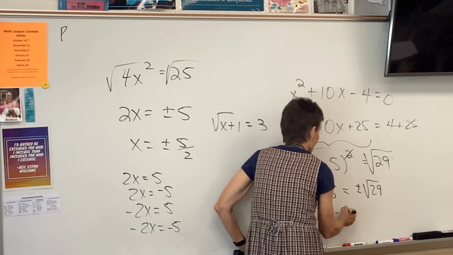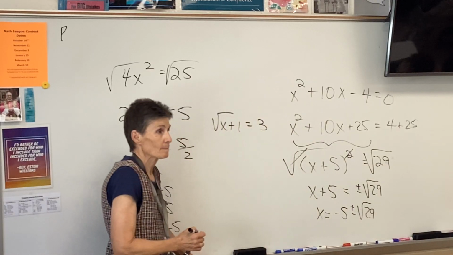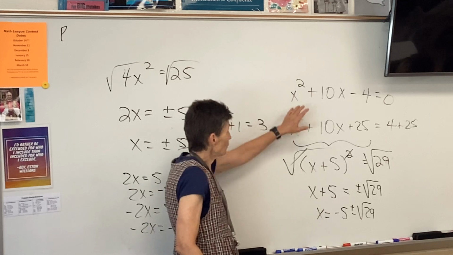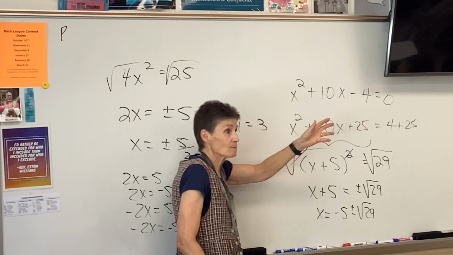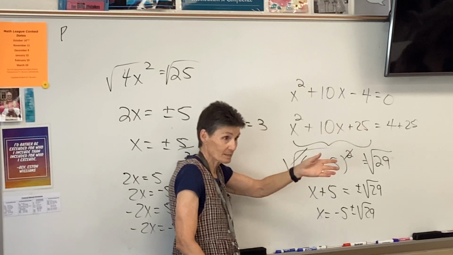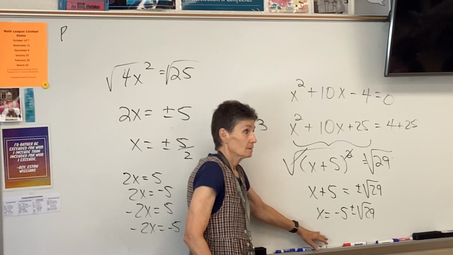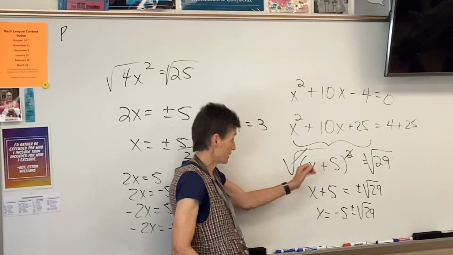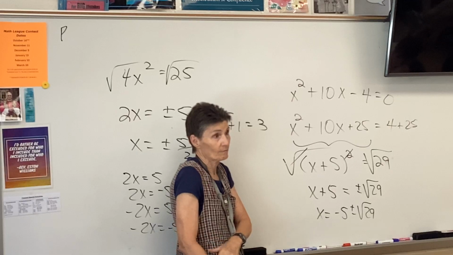So x is negative 5 plus or minus root 29. These are called the exact answers. If you were to graph this on your calculator, you would get weirdo decimals, right? Those would not be exact. They would be approximations. These are the exact answers. Okay, and that'll be obvious when you take your AP exam because you're either gonna have a no calculator solve or you're gonna have a with calculator solve.